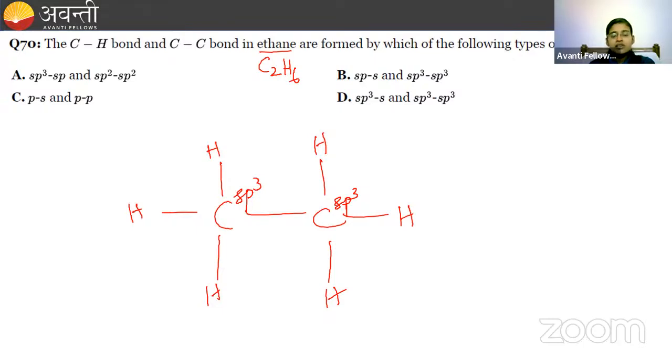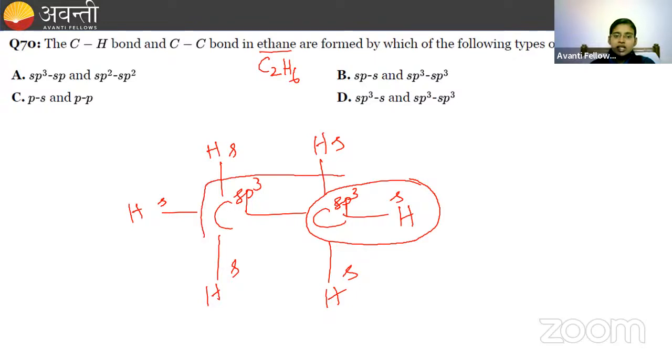If you look at the overlapping of hydrogen, hydrogen uses its s orbital to form the sigma bond with carbon. So the carbon-hydrogen bond in each case is formed by sp3 and s overlapping, and the carbon-carbon bond is formed by sp3 overlapping. So option D is the correct answer.